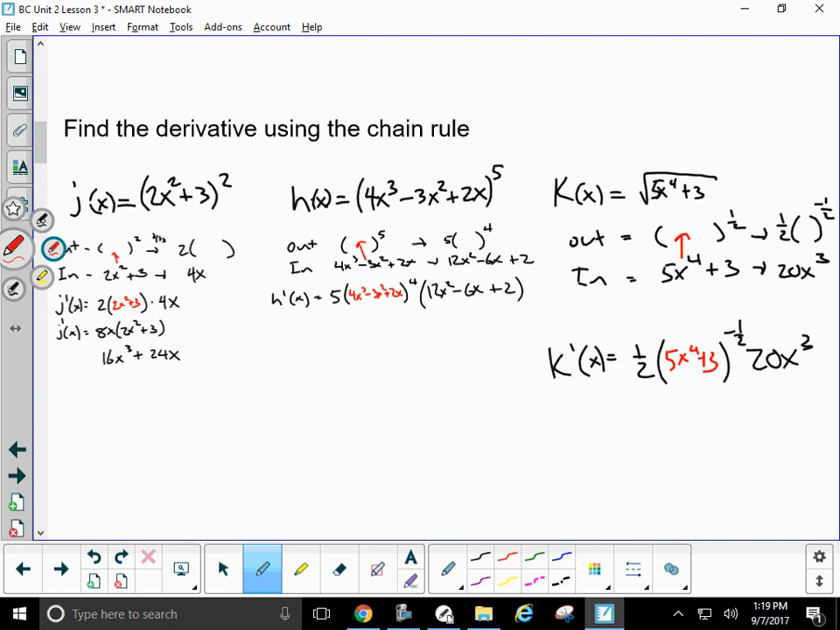Okay. If you want to simplify this, you can. 10x cubed over the square root of 5x to the fourth plus 3. Just a notation simplification. Do the next one on your paper. It should be easy. Check your answer with a neighbor. Let's make sure we are on top of these simple ones where we can see we have powers as our outside function. We won't always have powers.